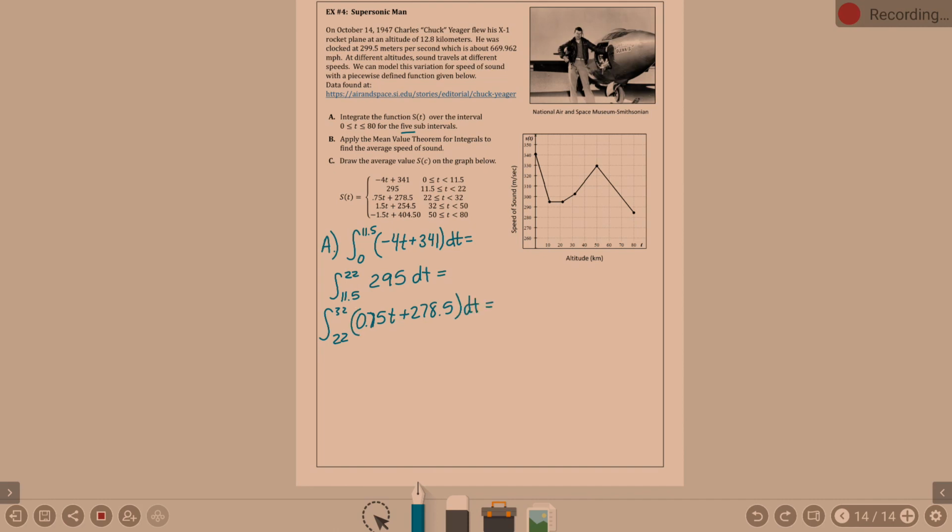The fourth one. Everyone follows how we're setting these up now, right? 32 to 50 of 1.5t plus 254.5 dt. And 50 to 80 of negative 0.5t plus 404.5 dt.